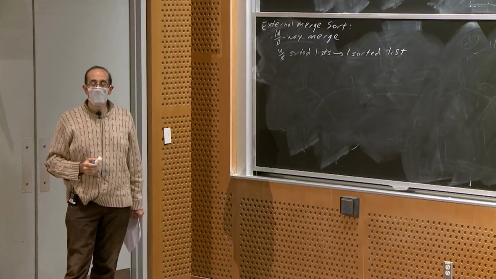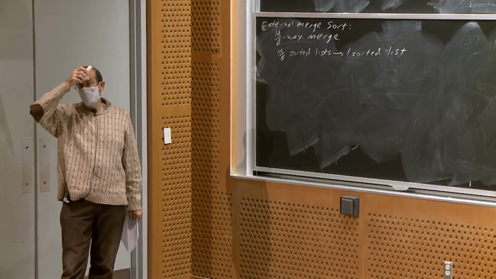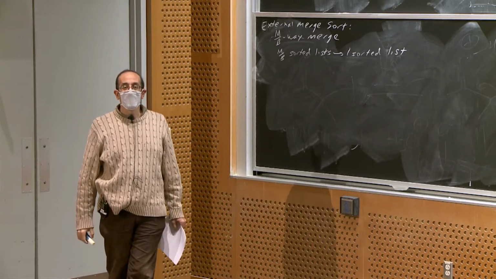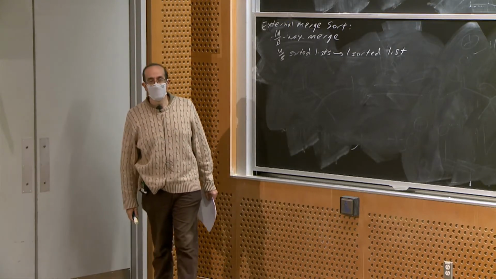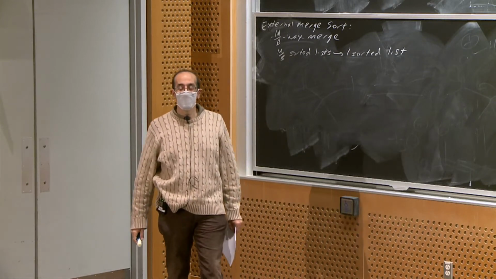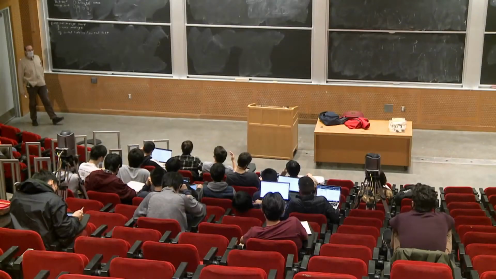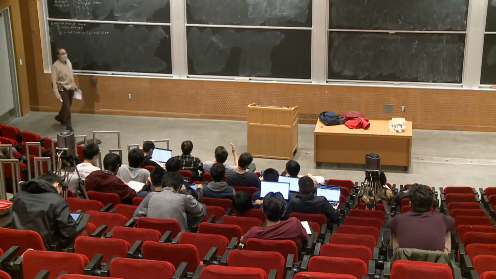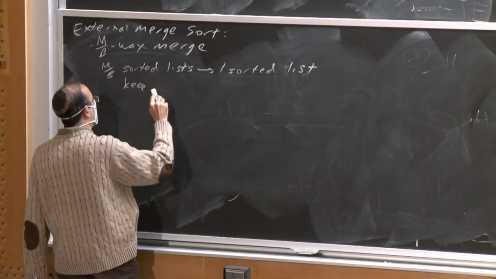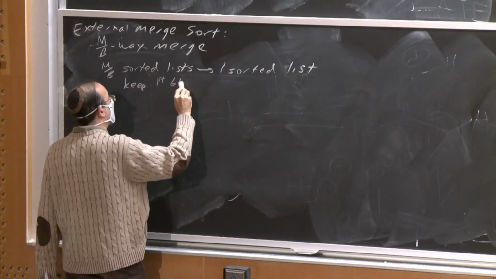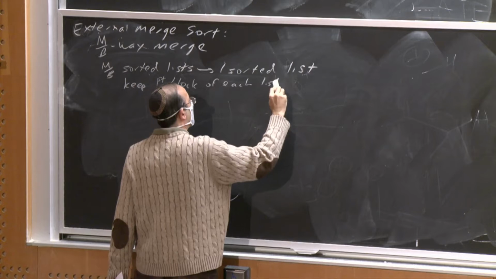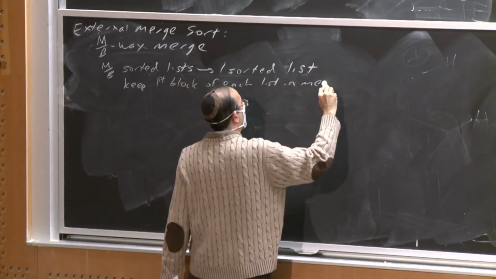Yes? So m over b is the amount of blocks I can fit into my memory. And so how do I take advantage of that? I can always keep the head of each list, because I only need the head of the list. Exactly. And then I can always compare all of the heads at the same time. I keep the first block of each list in memory.